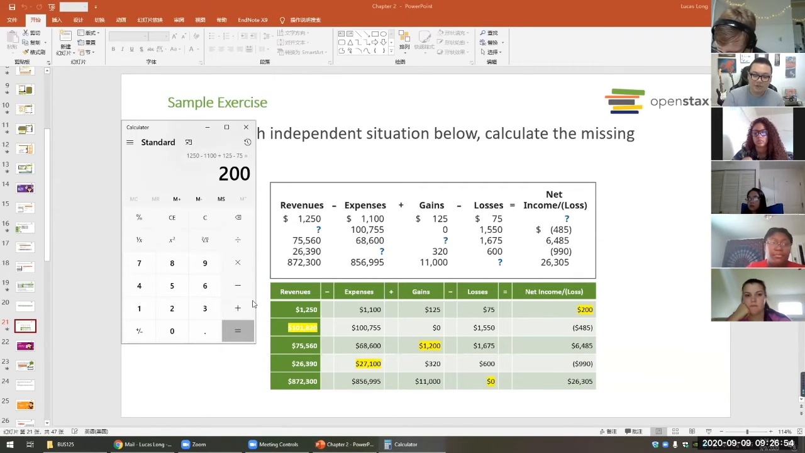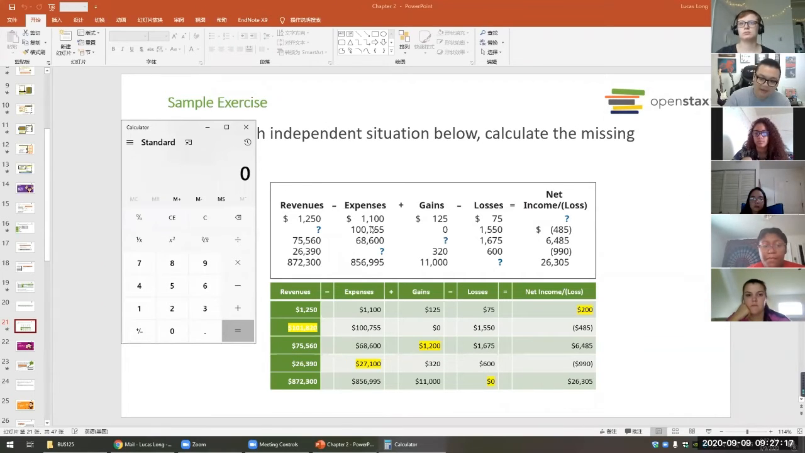So this is a little bit tricky because it asks you to calculate the revenue. Okay, so how do we get this number right here? We already have the expense, we have the gain, and we have a loss, and we have the net income in this case.